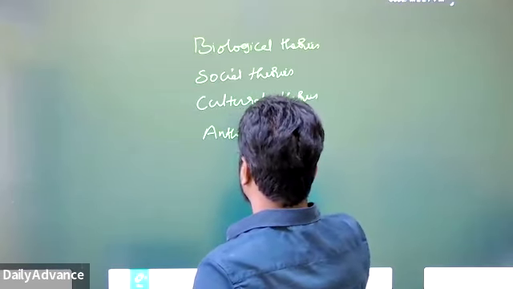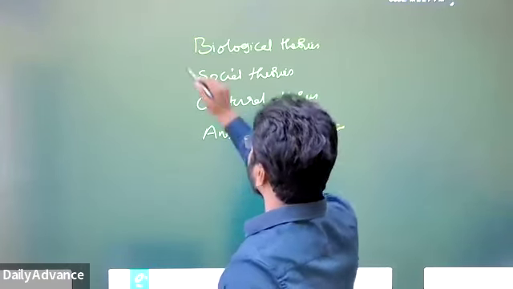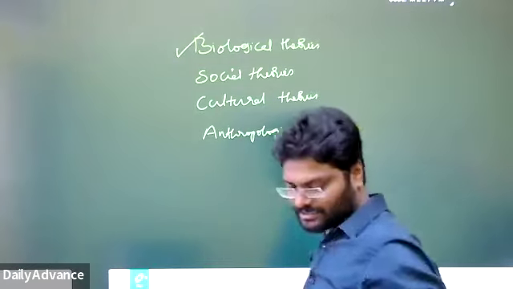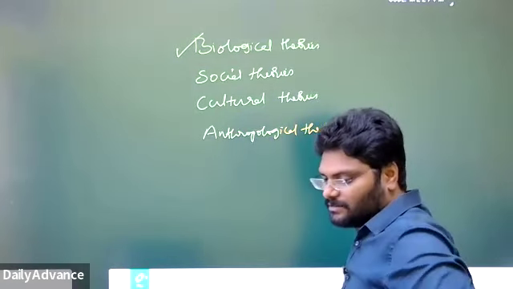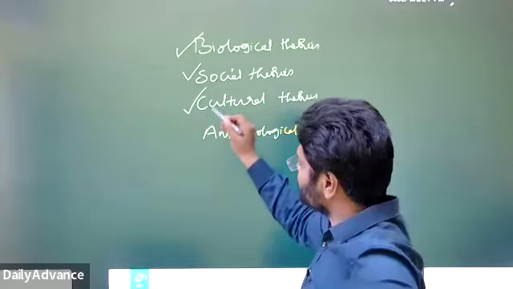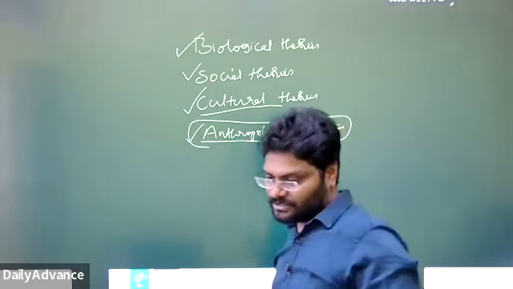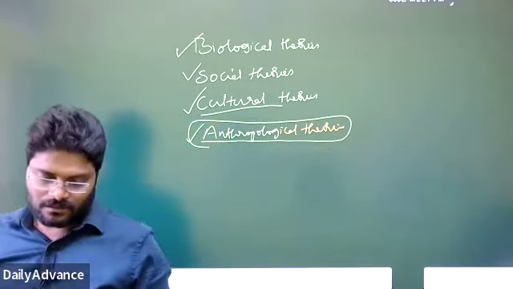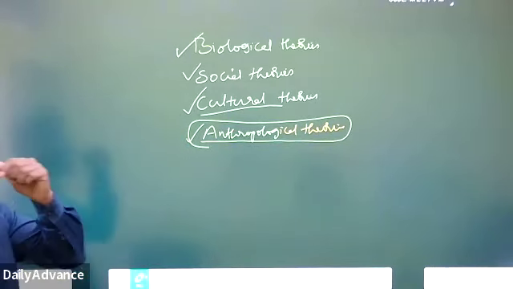So cultural theories, and finally anthropological theories. A biologist's perception of death is different, a sociologist's is different, cultural studies is different, and anthropology's understanding of death is different. So theories of aging and senescence, theories of death, we have 4 theories.